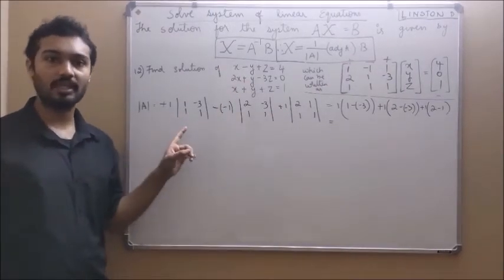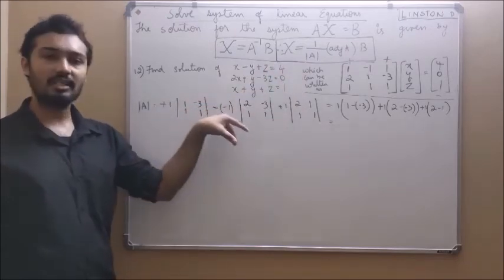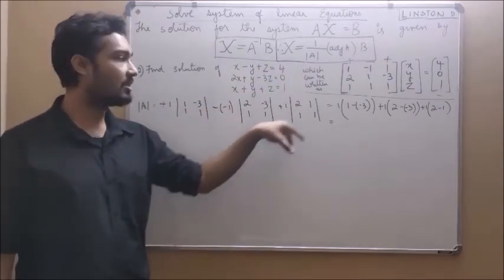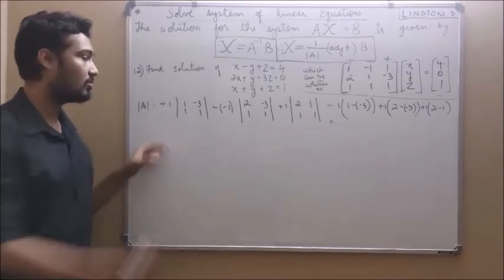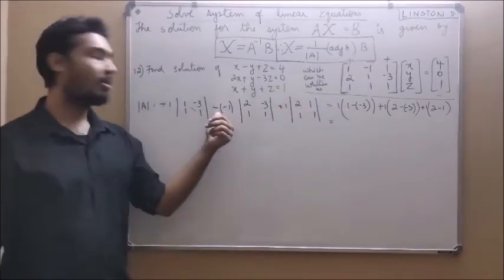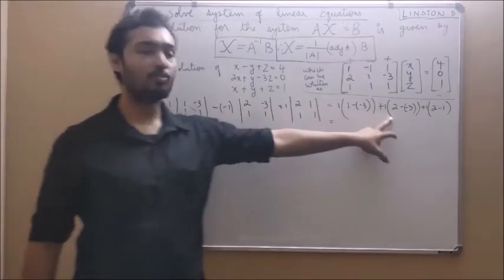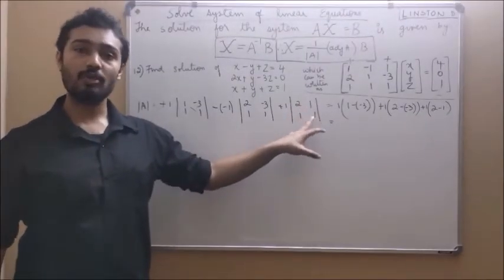You know how to find the determinant. First plus, then cover the row and column. This minus 1 into determinant of this, plus 1 into determinant of this. Solve this, next solve this. So plus 1 into (1 into 1 minus of minus 3), plus here minus minus plus, 1 into (2 minus of minus 3), plus 1 into (2 into 1, that is 2 minus 1).